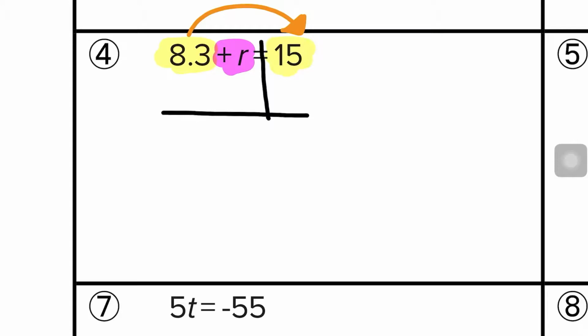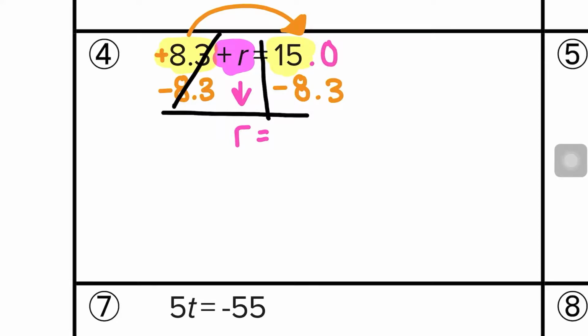So I have to move the 8.3 to the other side. It's a positive 8.3, so I have to subtract 8.3. Now I have r equals, well, for this, I have to make sure I include a decimal and a 0. So I have to borrow from the 5, which gives us a 4. And then 10 minus 3, that's 7. Bring down the decimal. And then 14 minus 8 is 6.